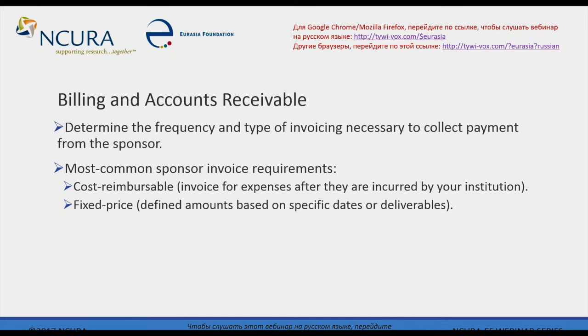The two most common sponsor invoice requirements are cost reimbursable, meaning that you invoice for expenses after they have been incurred and paid by your institution, or fixed price, which are payments based on defined amounts issued at specific dates or upon delivery of specific deliverables. Dates and deliverables will be outlined again in the sponsor's grant or contract agreement.